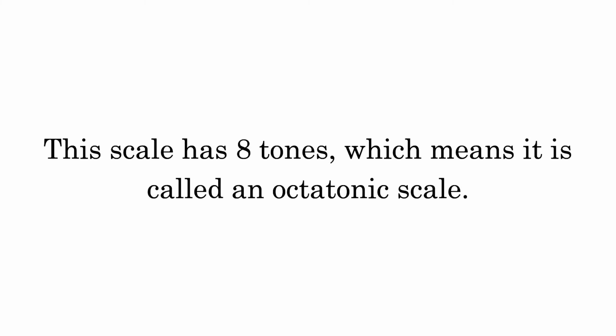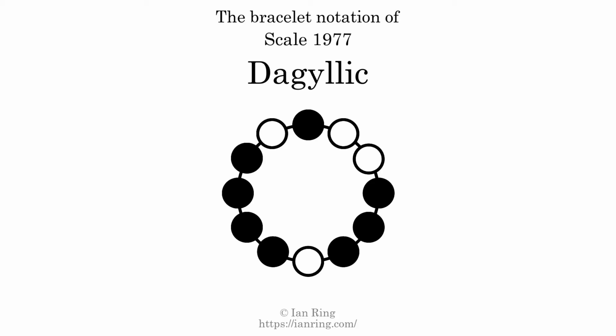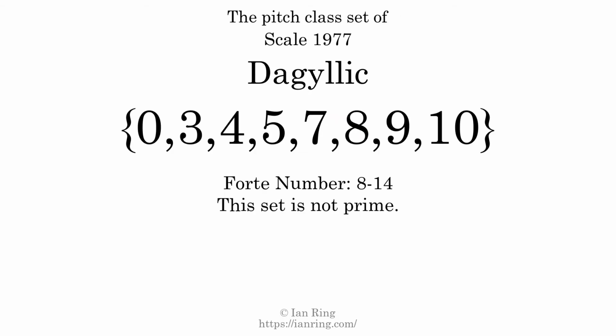This scale has 8 tones, which means it is called an octatonic scale. This is a bracelet notation diagram of scale 1977. The shaded circles represent tones that appear in the scale, and they are read clockwise, starting at the top. The pitch class set for this scale is 0, 3, 4, 5, 7, 8, 9, 10.